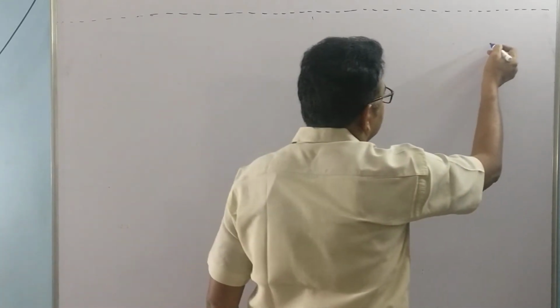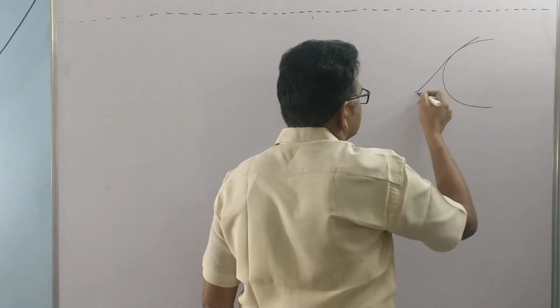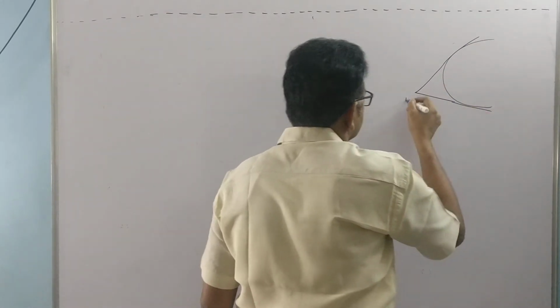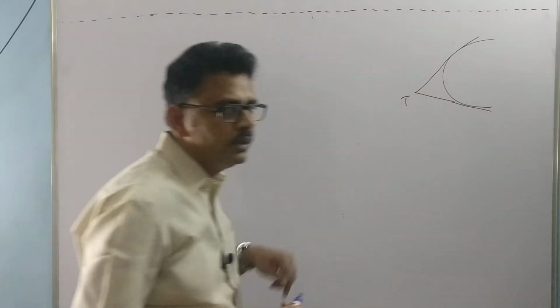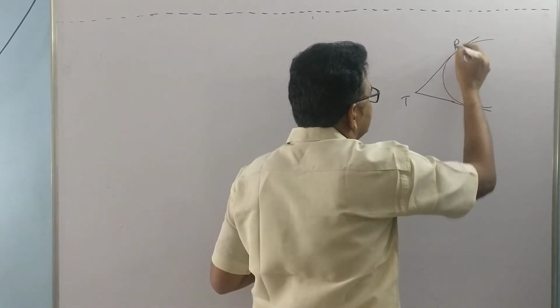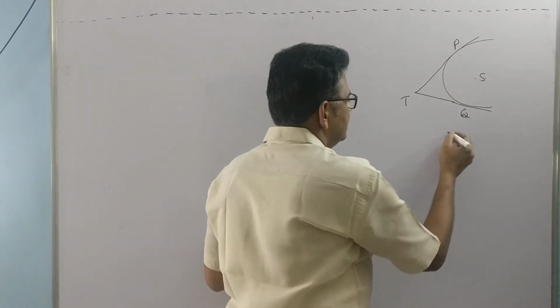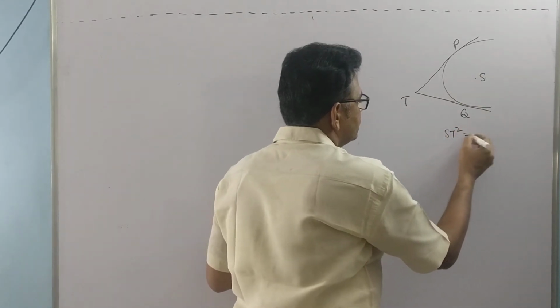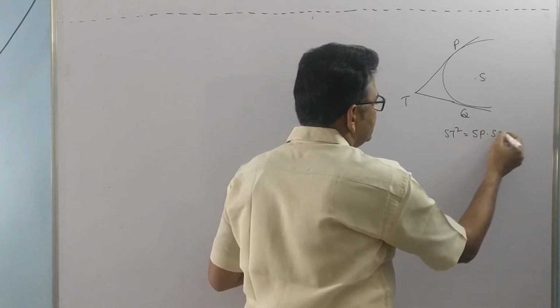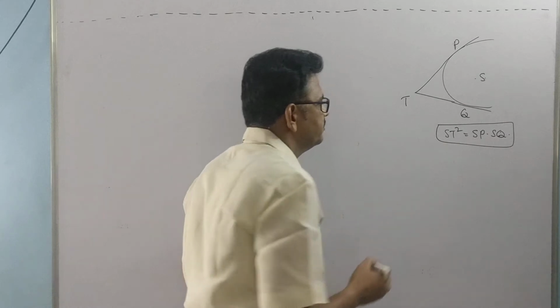Suppose T is the point of intersection of tangents drawn at the points P and Q with focus S, then ST square is equal to SP into SQ. So this is one property.